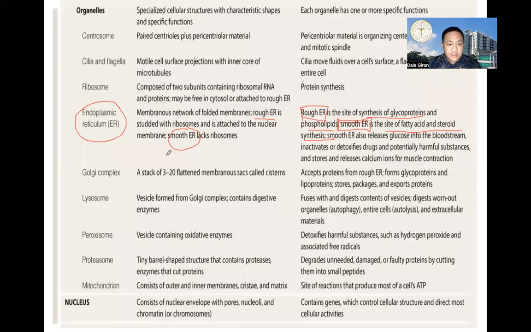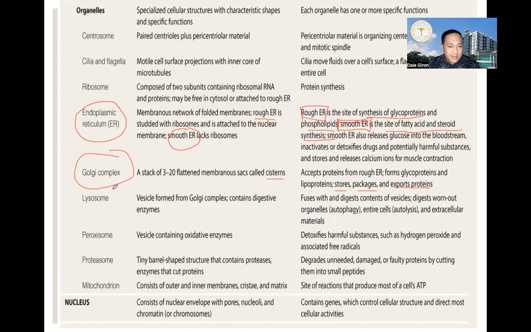Okay, next is the Golgi complex. This is a stack of 3 to 20 flattened membranous sacs called cisternae. And what does it do? The Golgi complex actually stores, packages, and exports proteins in and outside of the cell.